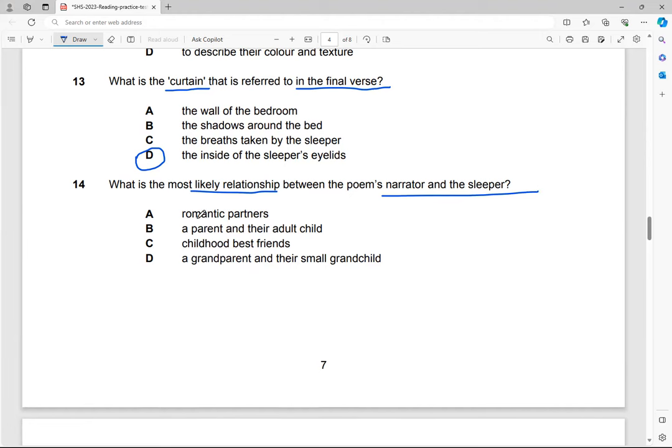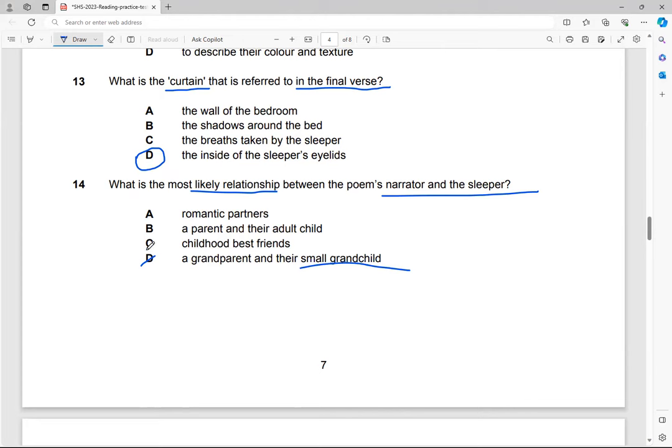So is it A, romantic partners, B, a parent and their adult child, C, childhood best friends, or D, a grandparent and their small grandchild? Having read what we have read, we know that it's not going to be D, because as we saw in verse 2, the narrator talks about how the sleeper has grown. They're not small anymore. So this doesn't make sense.